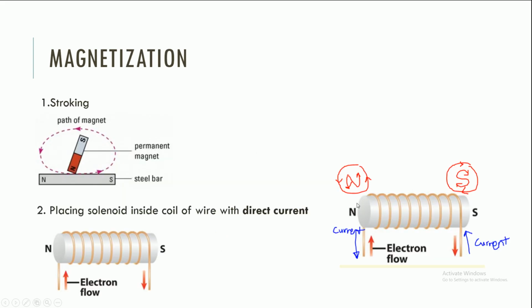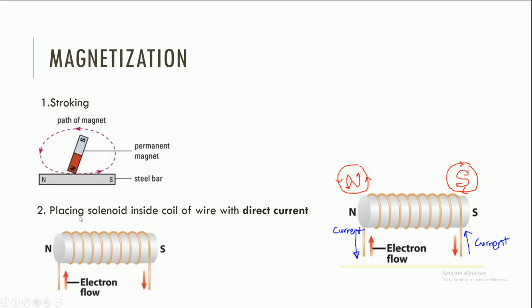So we will take a look at that in this section here. But first of all, magnetization. If you want to magnetize a piece of steel or something like that, one way of approaching that would be by stroking it with a permanent magnet in a sort of circular direction here, so that you are overall nicely aligning all the domains in the steel bar so as to induce permanent magnetism in the steel bar.